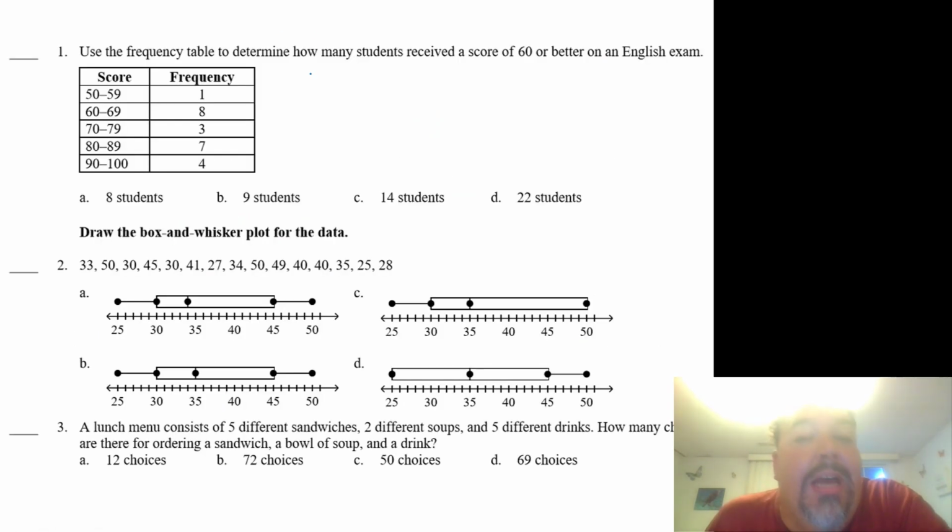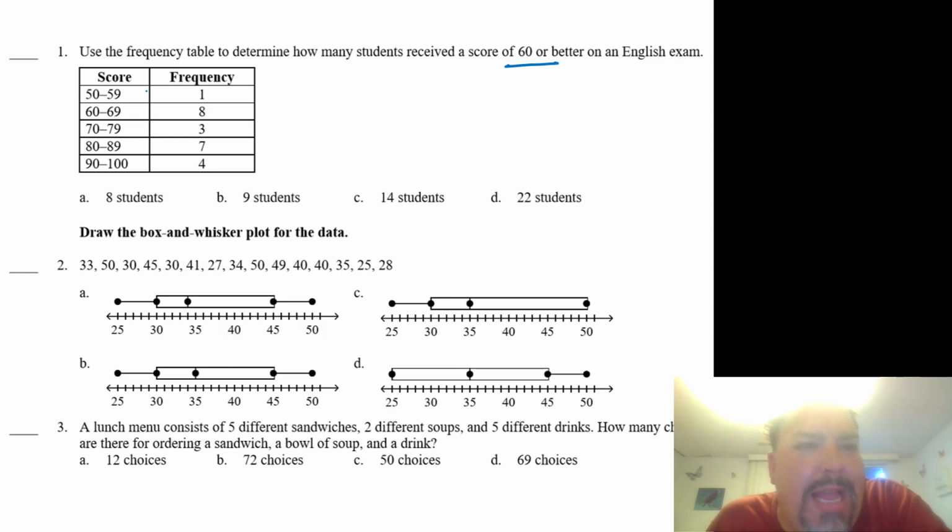All right, these questions come from the practice final exam. So again, using some of these more recent concepts of the statistics and the probability. The first question here says, use the frequency table to determine how many students receive a score of 60 or better on an English exam.